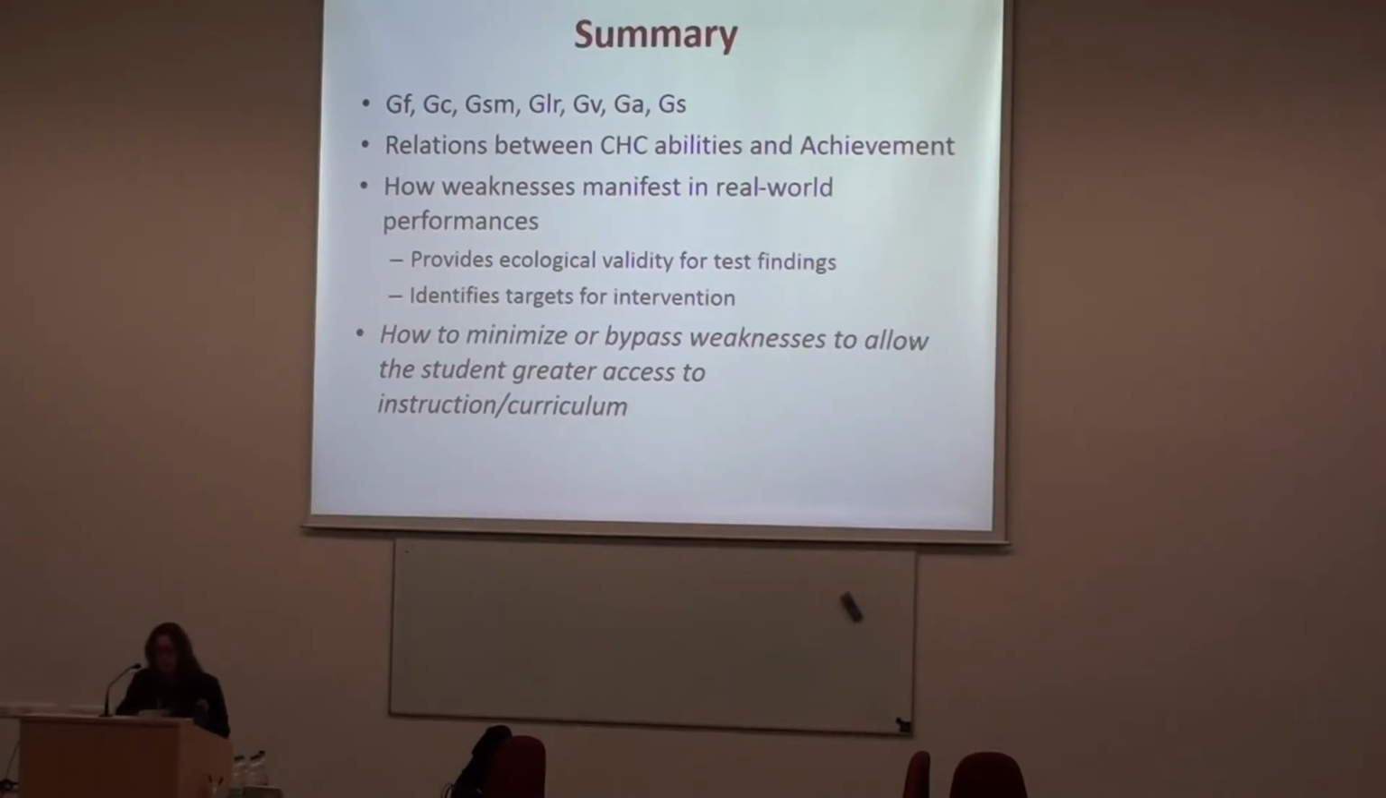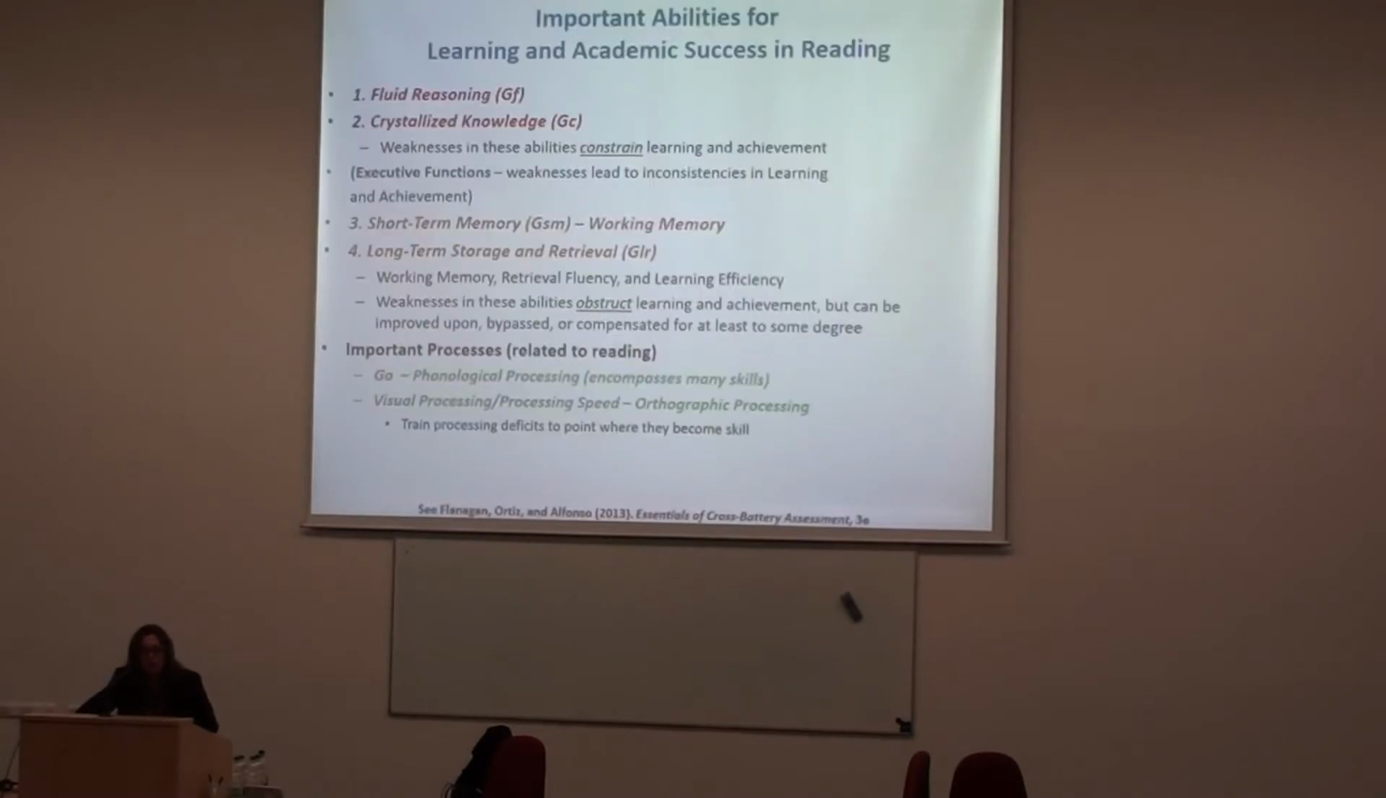All right, so very quickly we talked about 7 broad cognitive abilities and some of the narrow abilities within those broad domains. They all have important relations to academic achievement. They all manifest in real-world performances in the classroom and otherwise. Those manifestations provide us ecological validity for our test findings, and they allow us to identify targets for intervention. Once we target a manifestation for intervention, then there are things that we can do to minimize or bypass the effects of that deficit on the individual's ability to access instruction and the curriculum.